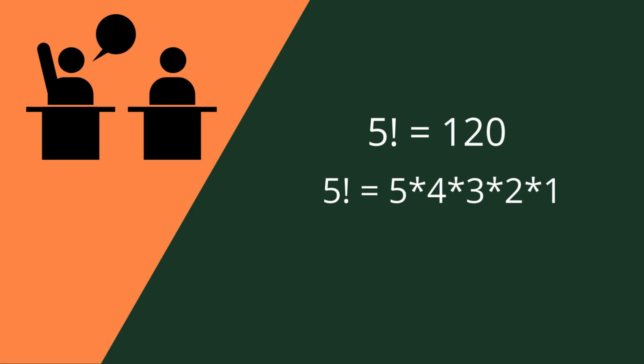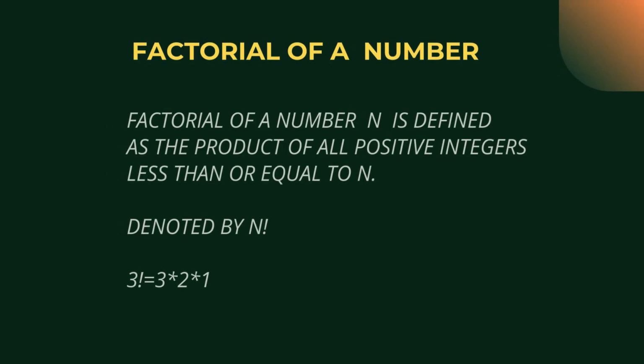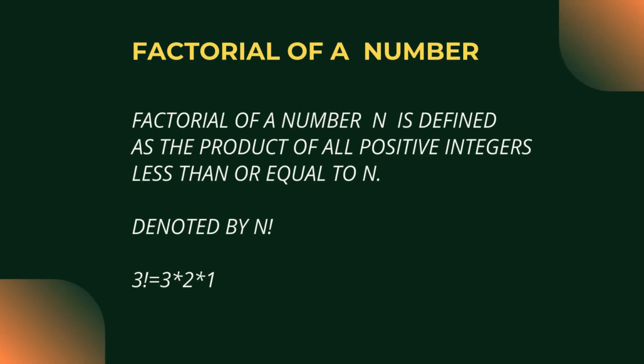What we do actually is we are going to multiply all the positive integers less than or equal to 5. That is 5 into 4 into 3 into 2 into 1. So this is how we are going to calculate factorial of any given number. So let's go into the formal definition, that is the factorial of a number n is the product of all positive integers less than or equal to n, and it is denoted by n factorial.